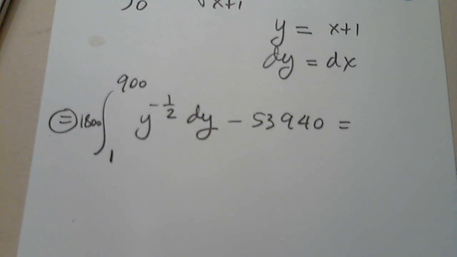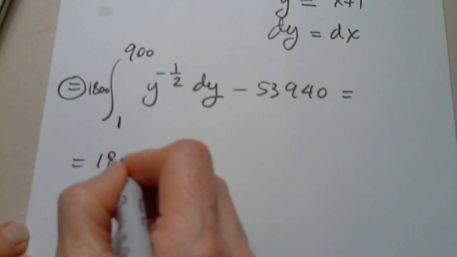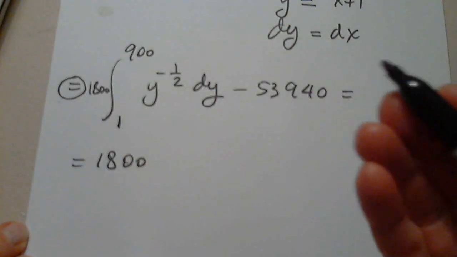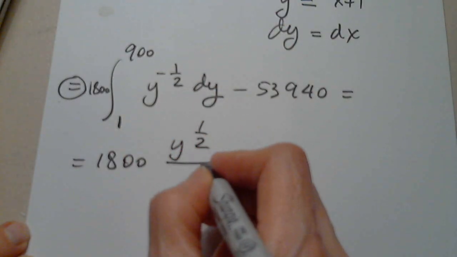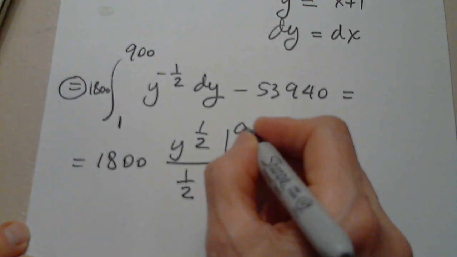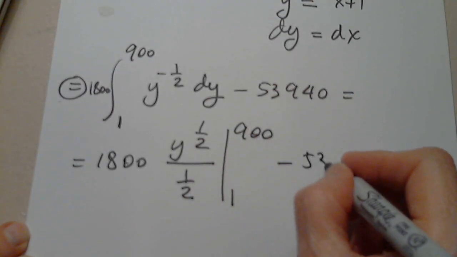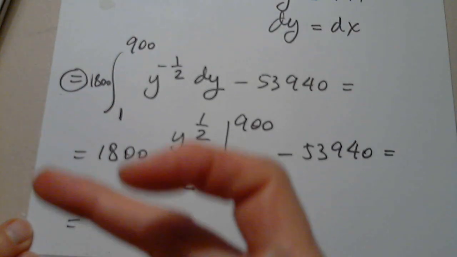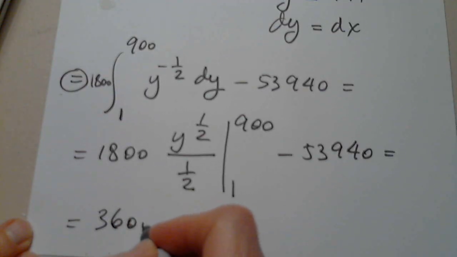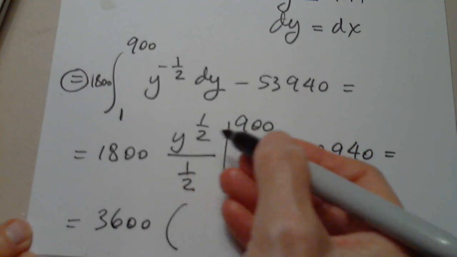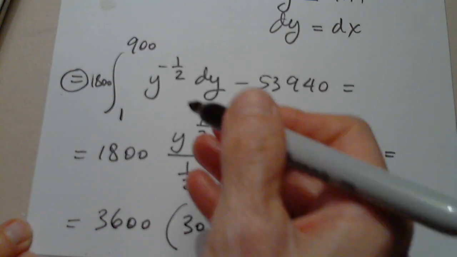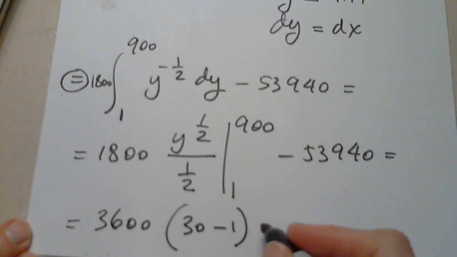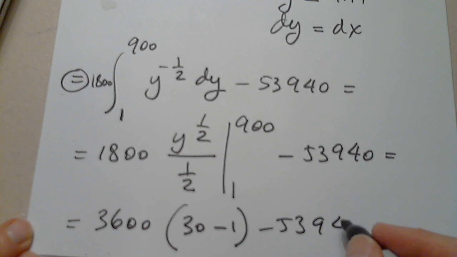Any questions, anybody? Good. We keep 1800. Stop me if you have questions. 1800 outside. Y to negative 1/2 plus 1 is y to 1/2 over 1/2 from 1 to 900 minus 53,940. I flip the 1/2 and I get 3600. I take the square root of 900, which is 30, minus I take the square root of 1, which is 1, minus 53,940.